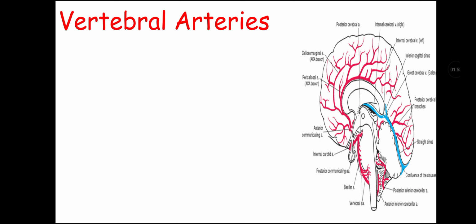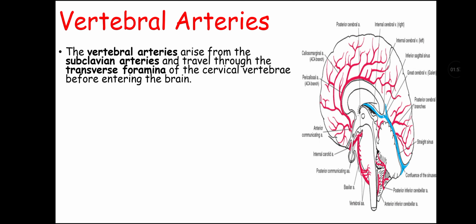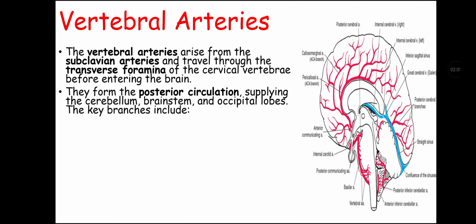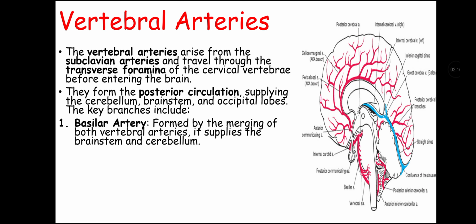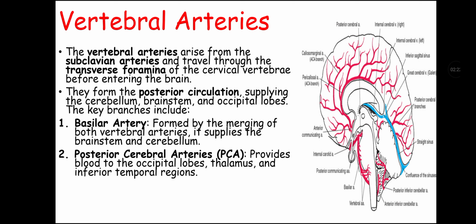Next we will talk about vertebral arteries. The vertebral arteries arise from subclavian arteries and travel through the transverse foramina of cervical vertebra before entering the brain. They form the posterior circulation supplying the cerebellum, brainstem and occipital lobes, and the key branches of vertebral arteries include basilar artery that is formed by the merging of both vertebral arteries, it supplies the brainstem and cerebellum.